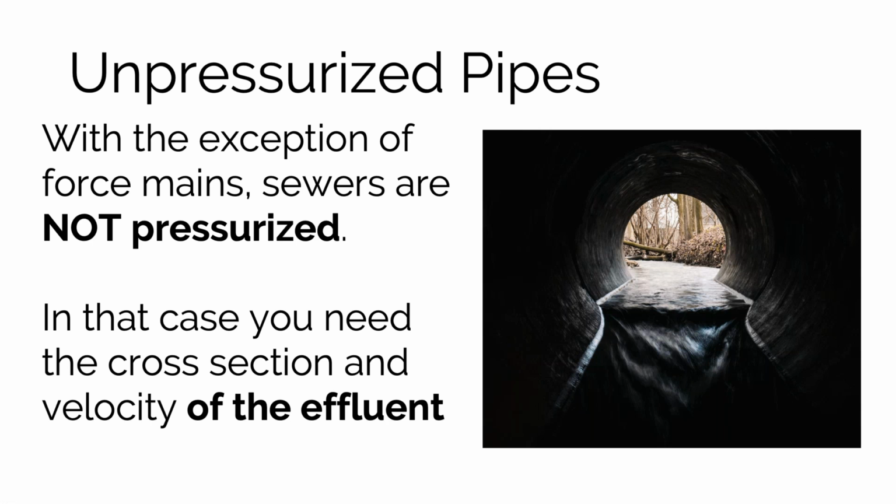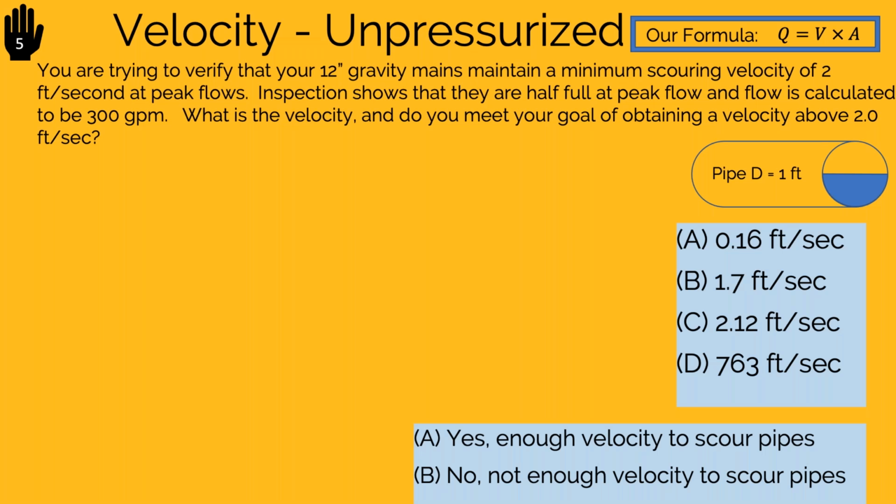So I'm going to give you a similar equation to the one that we did before, but this is going to be looking at velocity because you need to get comfortable with the formula, and be able to work it backwards and forwards because it's got 3 variables, Q, V, and A. If you know 2 of them, you can figure out the third. So here's a question for you. You are trying to verify that your 12-inch or 1 foot gravity mains are maintaining a minimum scouring velocity of 2 feet per second at peak flows.